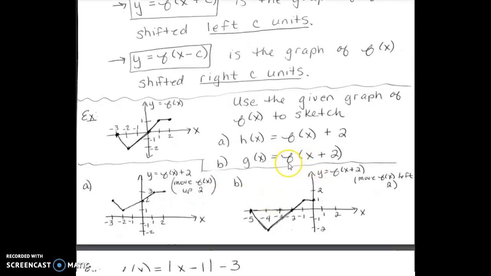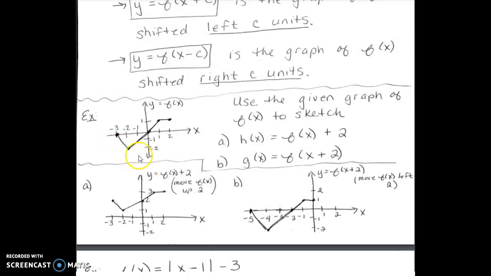Part B should be the graph g of x equals f of x plus 2. So this time we're adding on the inside. So that graph is going to move f of x left 2 places. So my original graph here would have started at the -3 right here and moved it left 2, landing it at -5.